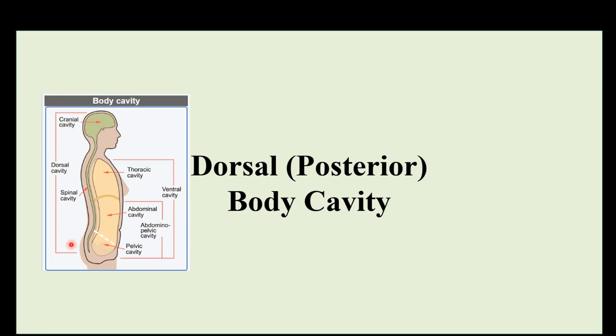Today we are mainly focusing on this part, which includes the dorsal cavity, containing the cranial cavity and spinal cavity, and then later in the next session we will talk about the ventral cavity. Okay, clear? So today we are mainly focusing on the dorsal and posterior cavity, that is, this body cavity type. So we will proceed in the same way.